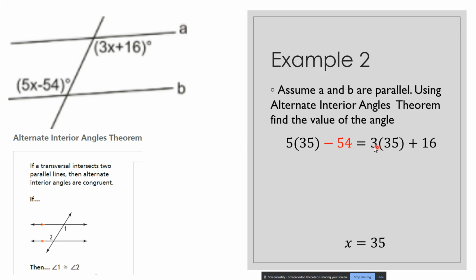5 times 35 minus 54, 3 times 35 plus 16. So 5 times 35 is 175, so we're going to subtract 54. 3 times 35 is 105, we're adding 16. 121 degrees each time. Not that hard.